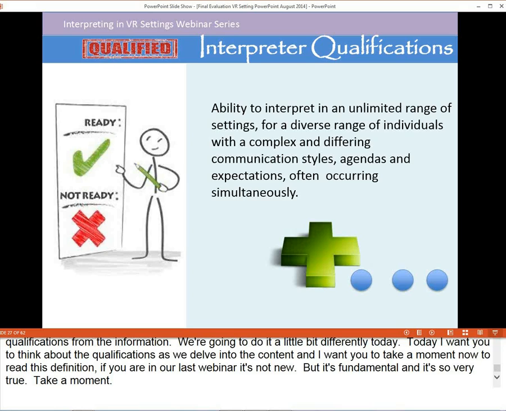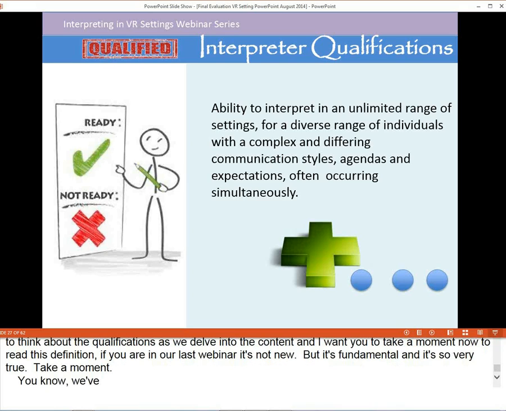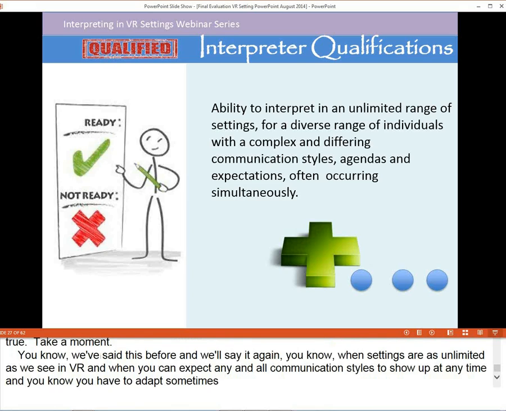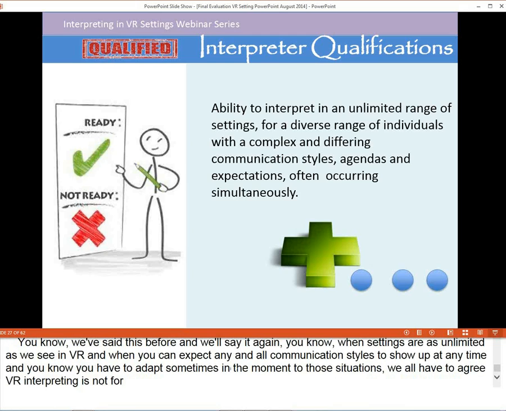We've said this before and we'll say it again. When settings are as unlimited as we see in VR, and when you can expect any and all communication styles to show up at any time, and that you have to adapt sometimes in the moment to those situations, we all have to agree VR interpreting is not for the faint of heart. It's not where you're going to learn your initial lessons.